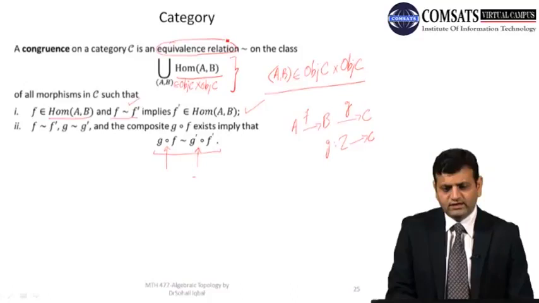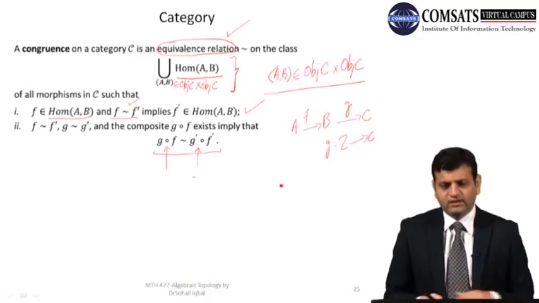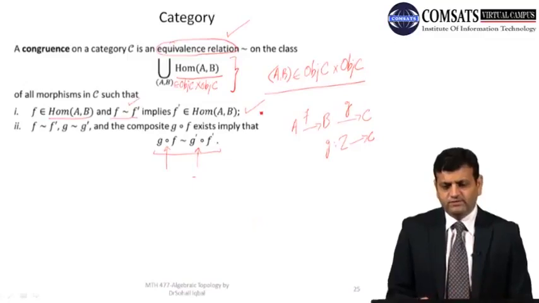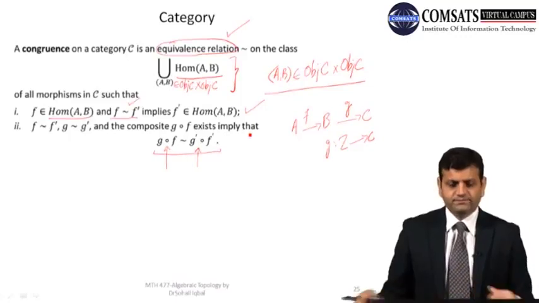Of course an equivalence relation has three properties that it must satisfy, but we impose extra conditions on this equivalence relation. So if these two conditions are satisfied, then we say that we have a congruence on the category C.